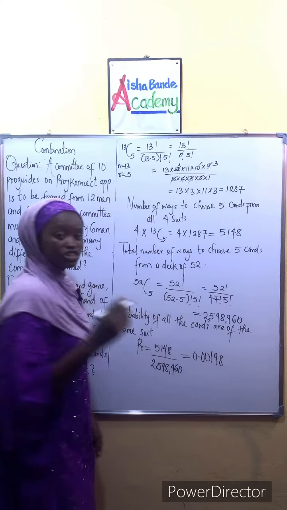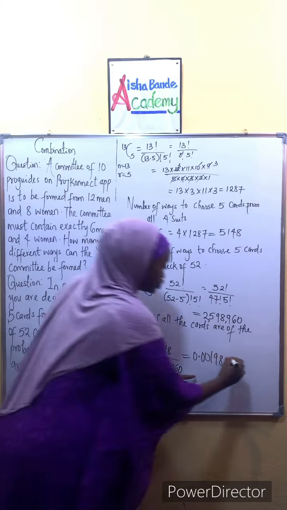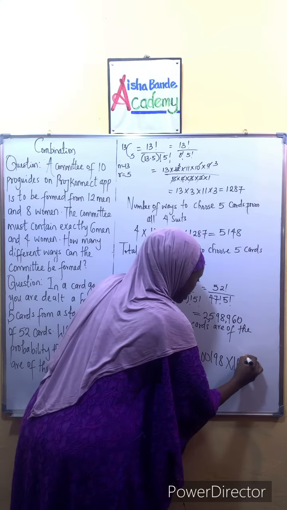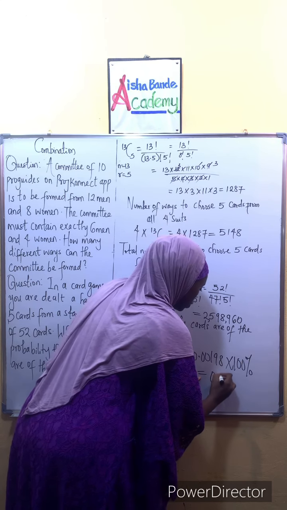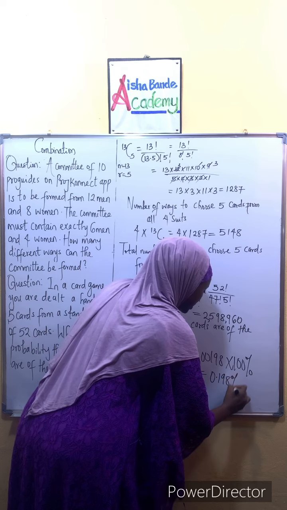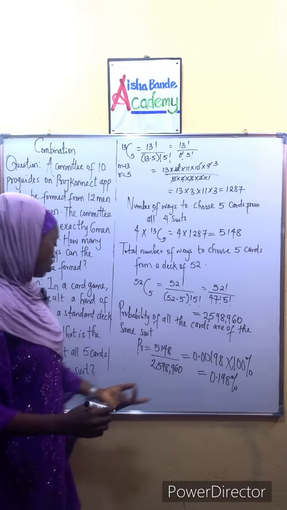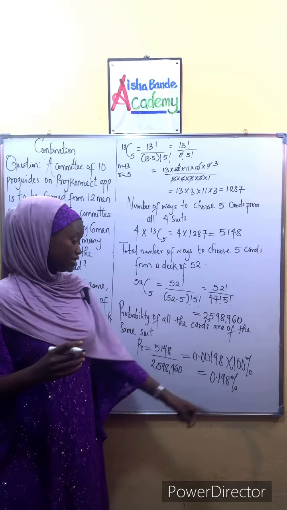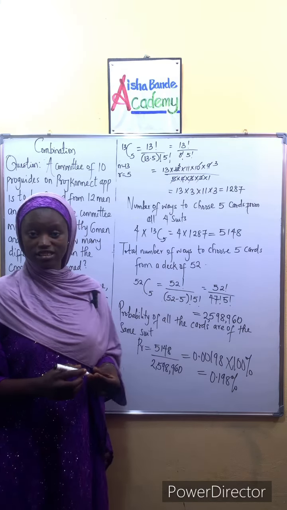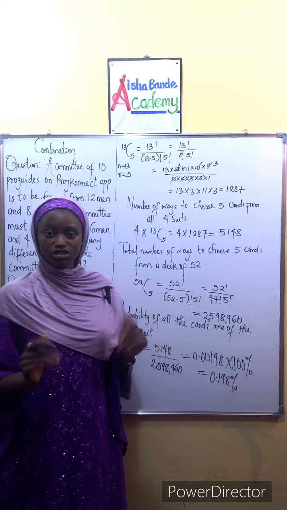0.00198. And if we want to take the percentage of this, all we need to do is just to multiply by 100, and we're going to have a final value of 0.198%. So the probability that all the 5 cards are of the same suit is 0.198%. Okay, this is just as simple as that.